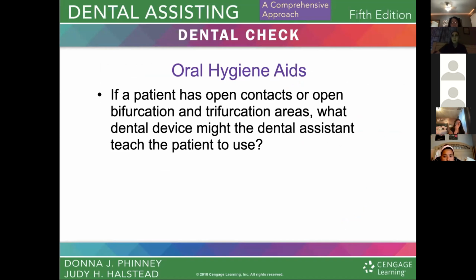Interproximal brushes. Ooh, that's a good one. Yes, you're right. Interproximal brushes. Good job.